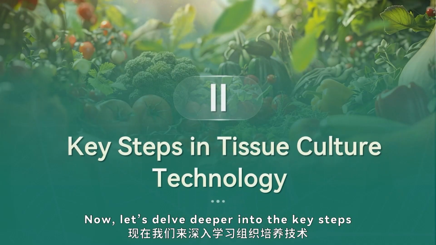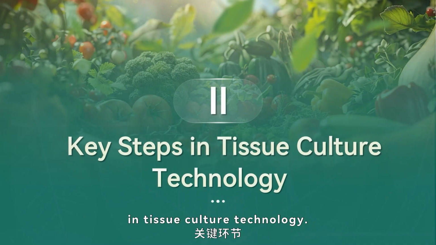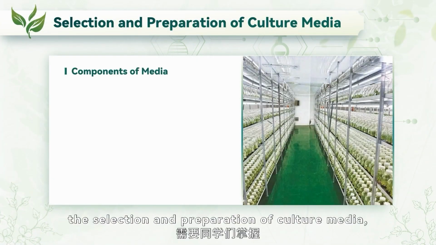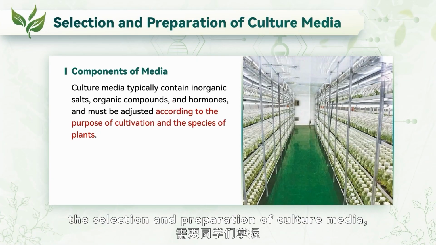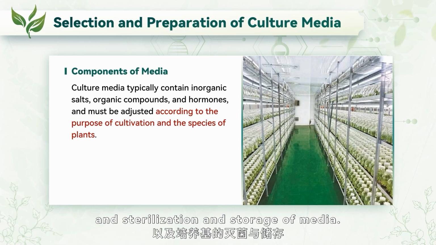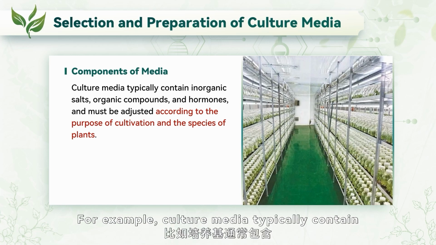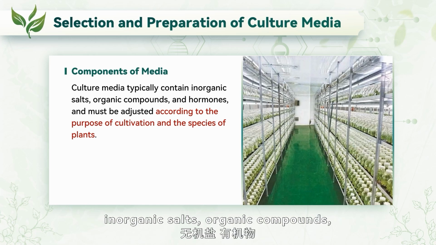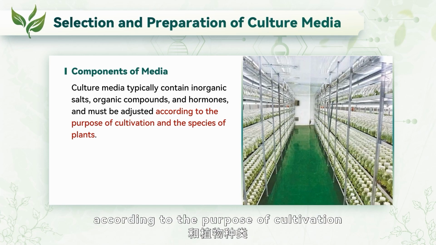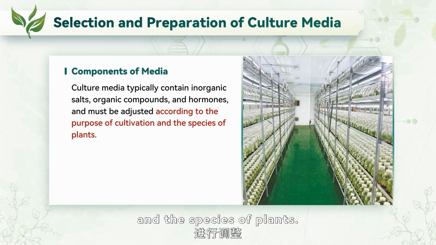Now, let's delve deeper into the key steps in tissue culture technology. You must understand the selection and preparation of culture media, including the components, types of media, and sterilization and storage of media. For example, culture media typically contain inorganic salts, organic compounds, and hormones, and must be adjusted according to the purpose of cultivation and the species of plants.